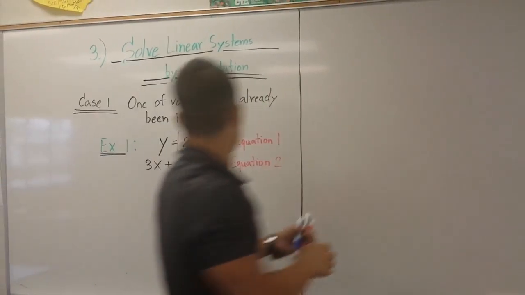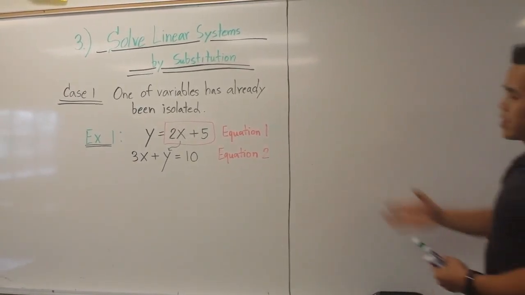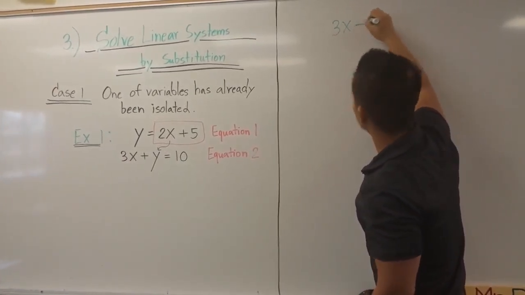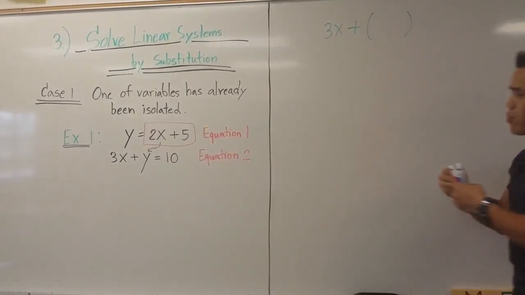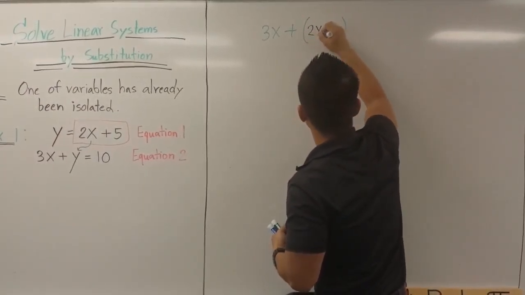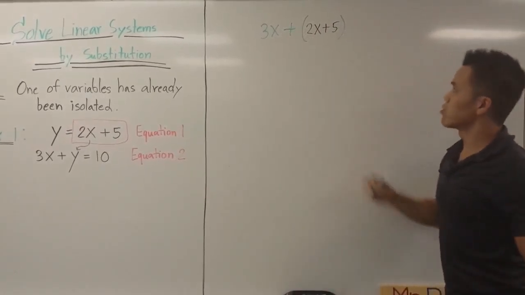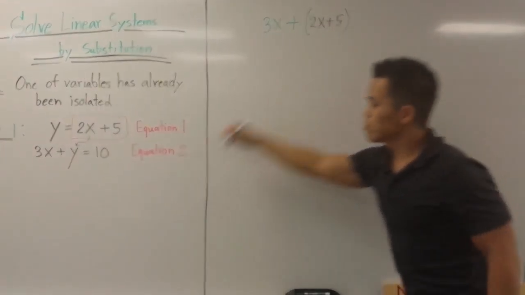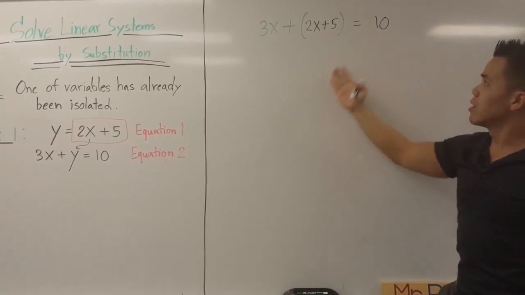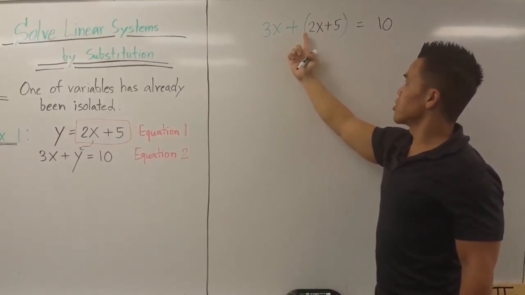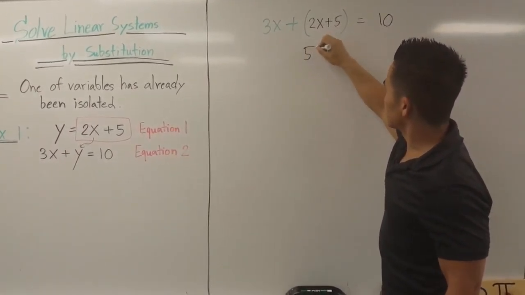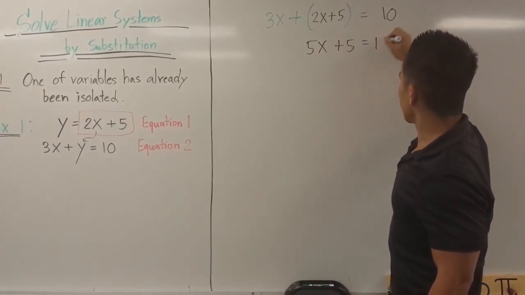Okay? Now, what happens next is you're going to eliminate the y completely. So equation number 2 is going to go like this: 3x plus parentheses. Why am I putting parentheses? Because that's where the substitution goes. So now it's going to be 2x plus 5, because that's what y is equal to, and we follow equation 2 equal to 10. So the y is no longer there; I replaced it with 2x plus 5. Now, there's no multiplication in front except 1, so we can go ahead and get rid of the parentheses right away. 3x plus 2x gives us 5x plus 5 equal to 10.